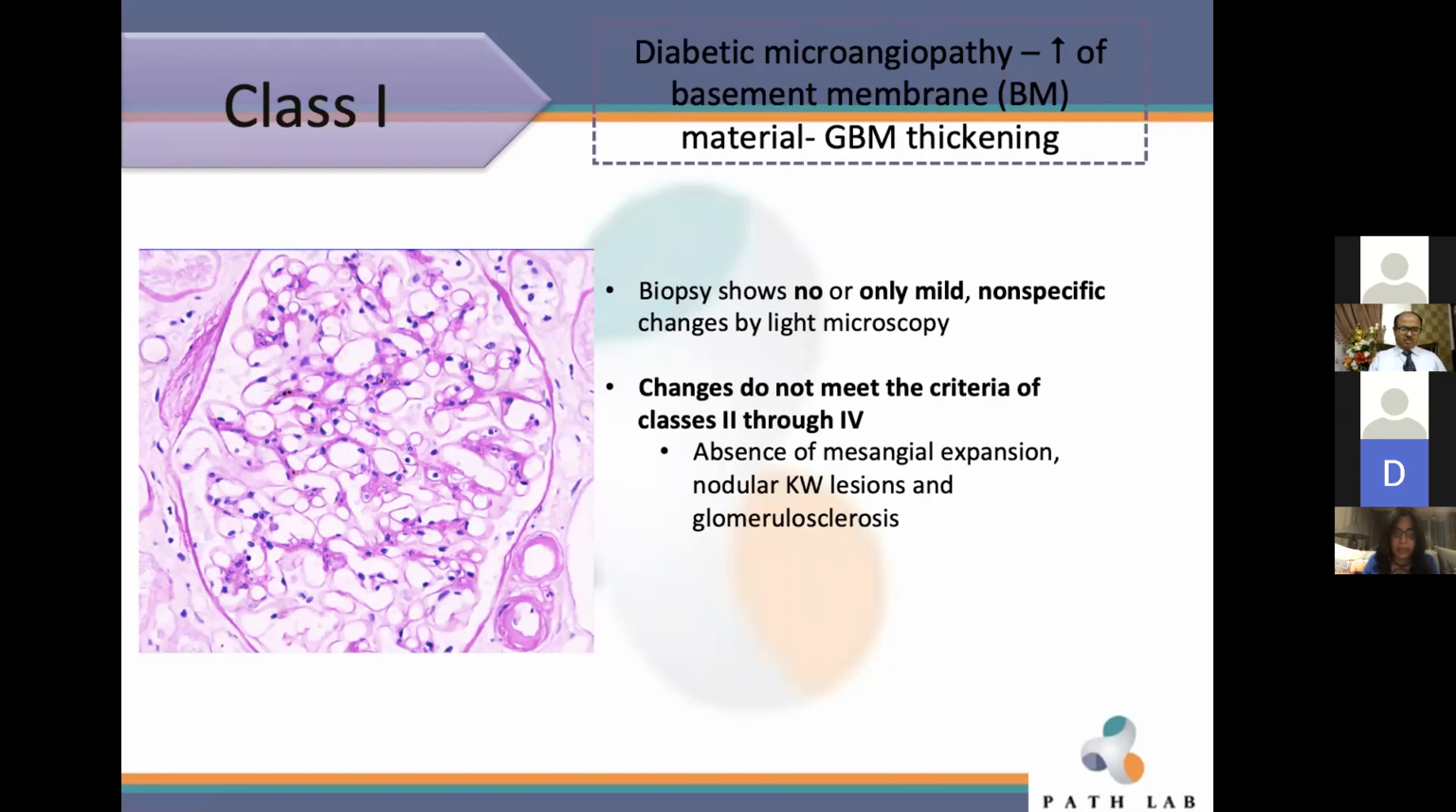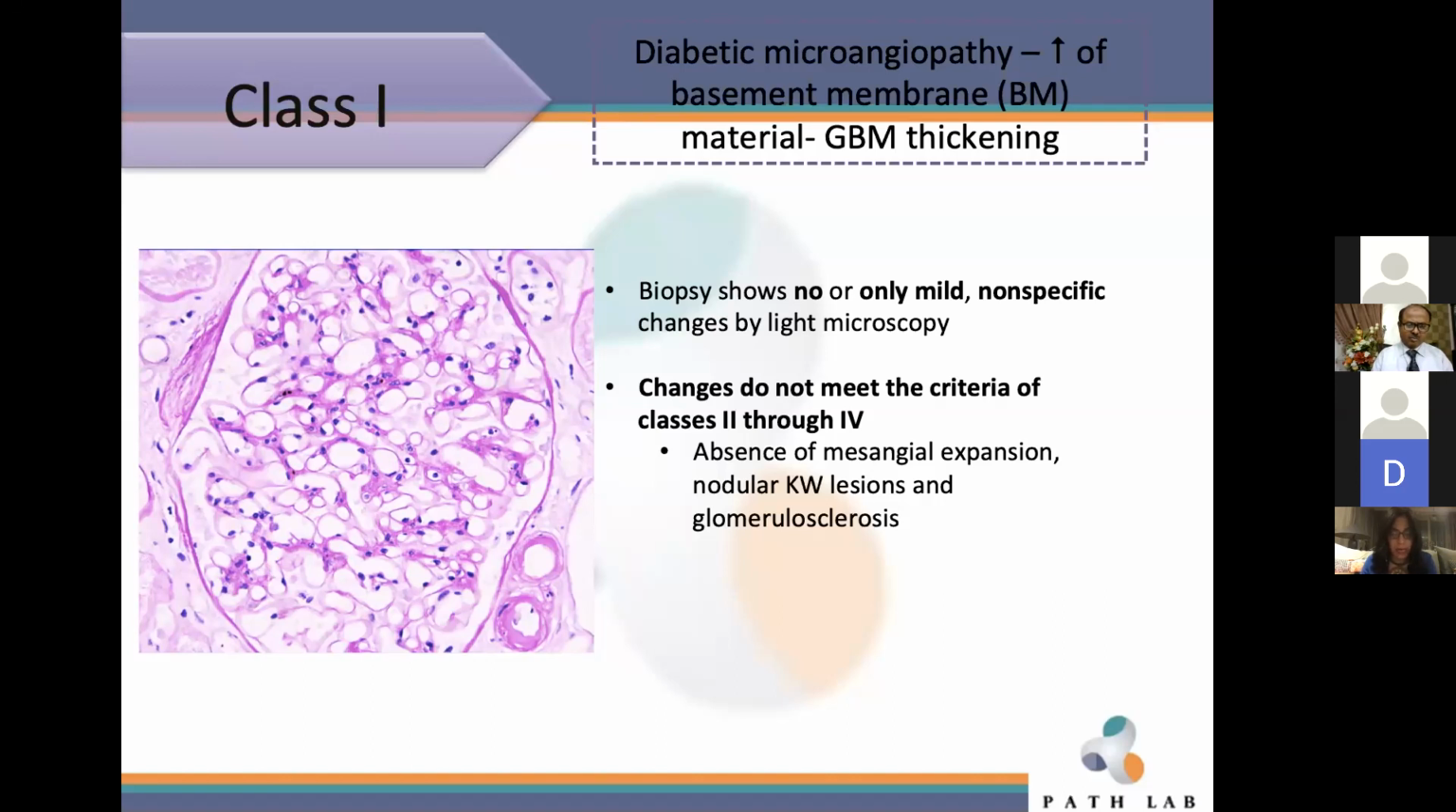What are you going to get on light microscopy? No change, or only mild non-specific changes by light microscopy, and you don't have anything else. You don't have any form of mesangial increase, and you don't have any sclerotic nodules. And if your immunofluorescence is negative, and you know that your patient is diabetic, then you would classify this as diabetic glomerulosclerosis or early diabetic glomerulopathy.